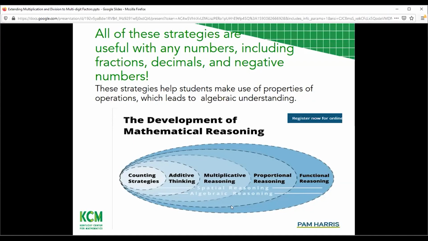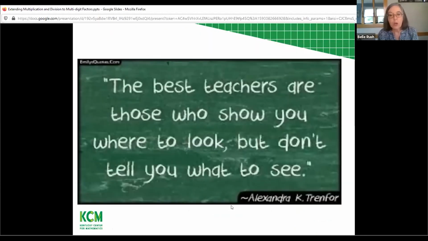Lots and lots of really good resources. Thank you. And here's a quote that I just like. The best teachers are those who show you where to look, but they don't tell you what to see.